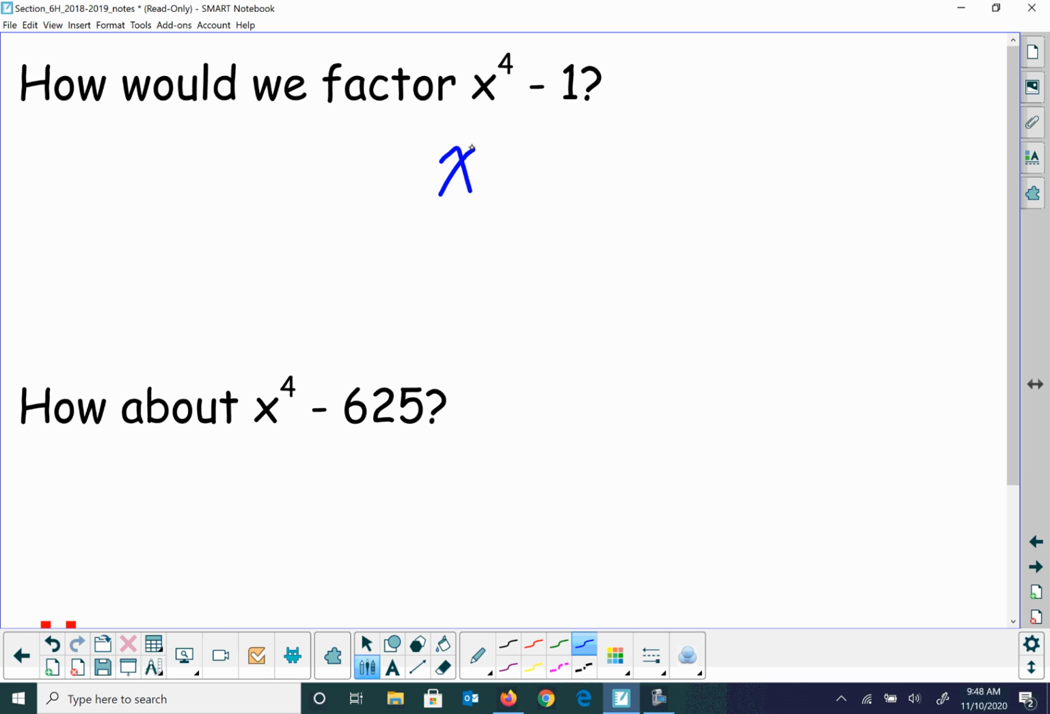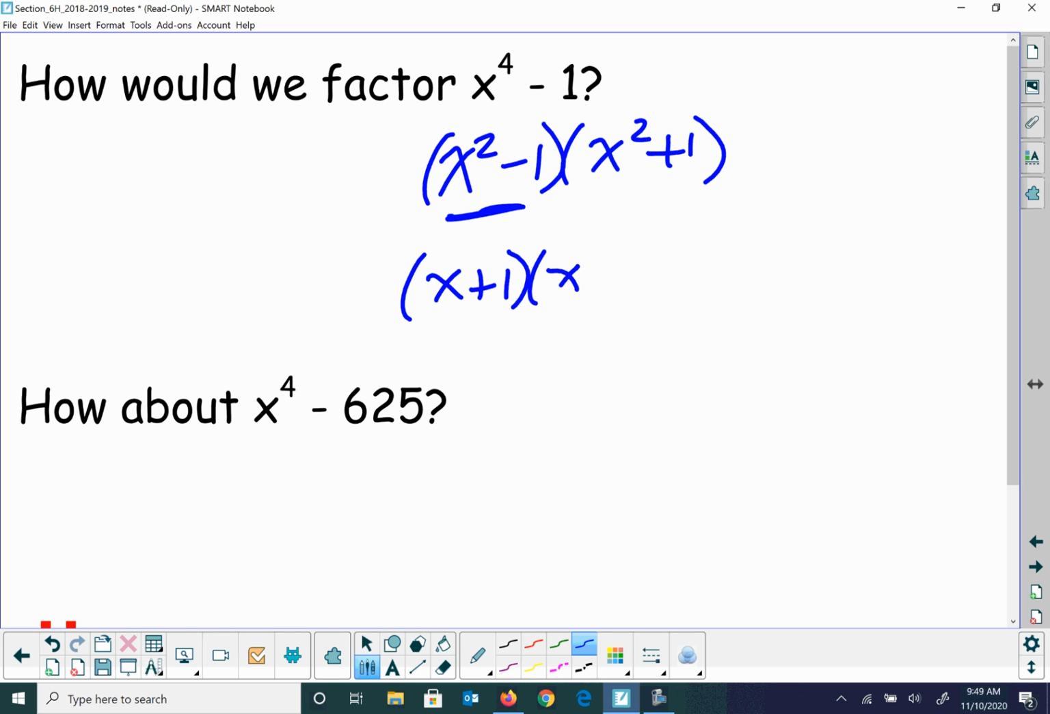How would we do this? Well, that's going to be x squared minus 1 and x squared plus 1. So again, if I FOIL this out, they're conjugates, so the outside and the inside get rid of each other. This is still the difference of two squares. And then the sum of two squares does not exist.